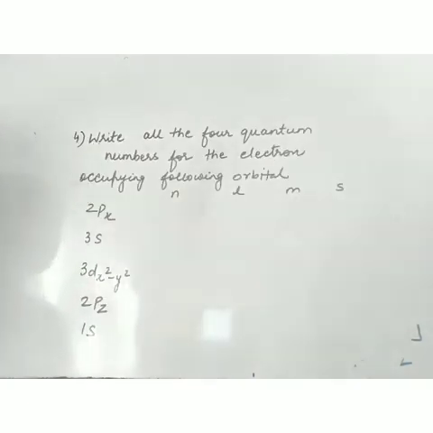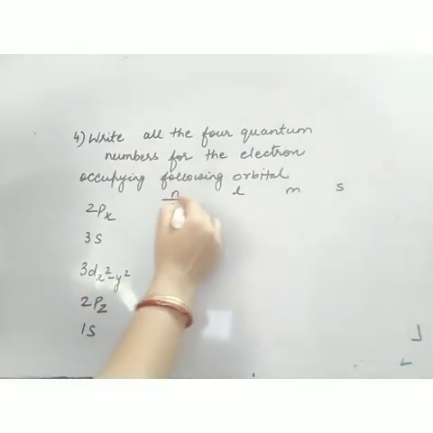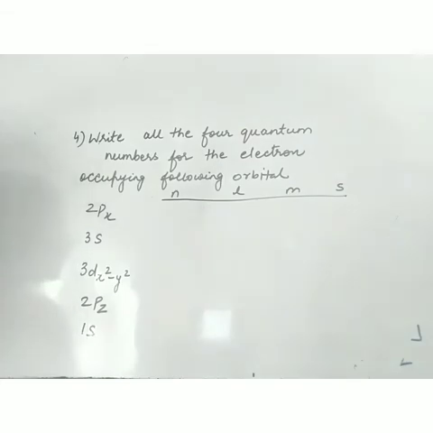The next question is, I am providing you the orbital and you have to write the values of 4 quantum numbers. The first orbital is 2px.